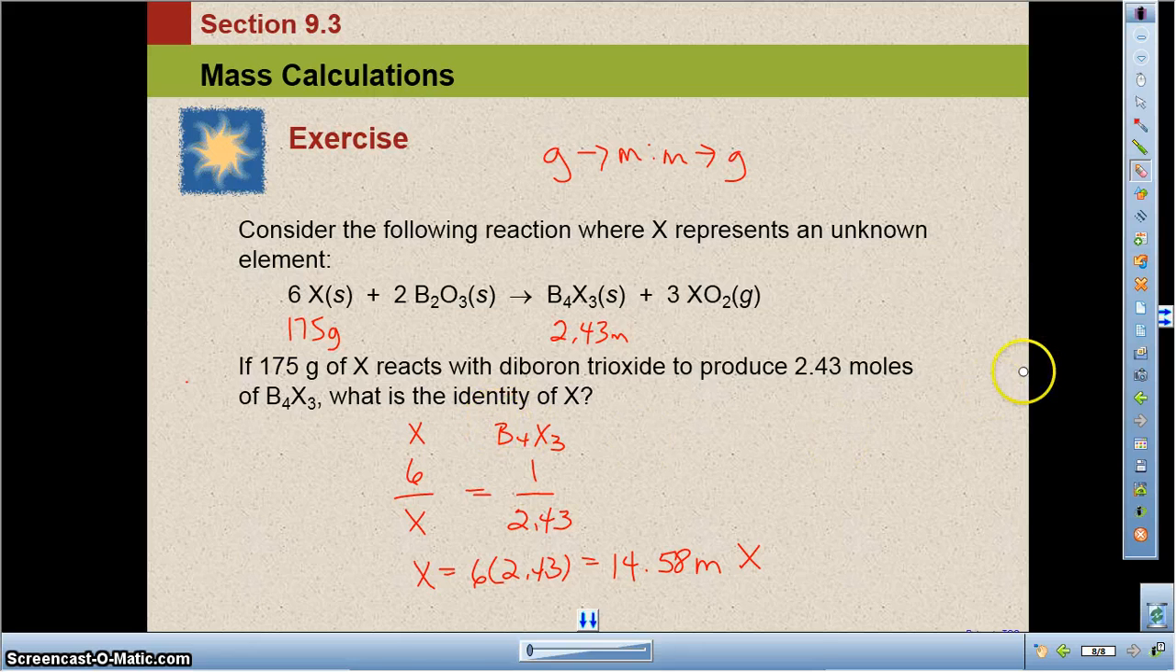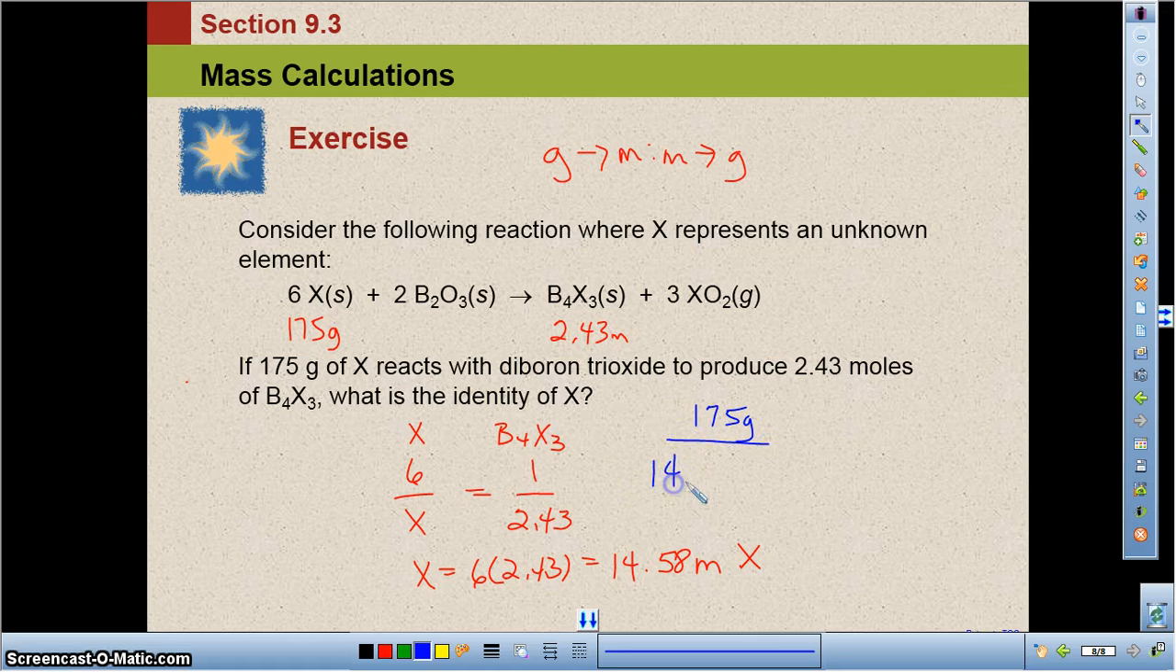What we really need to know in this case is the molar mass of X. Well, let's just look at the information that we do have. We know that molar mass is in grams per mole. We also know that 175 grams is how much 14.58 moles weighs. So if I take 175 and I divide it by 14.58, I get 12.00 grams per mole, and that's the molar mass of X. So we need to, first of all, find X's identity. So we go to the periodic table. We want to know which one weighs about 12 grams per mole, and that would be carbon. So the identity of X is carbon in this case.